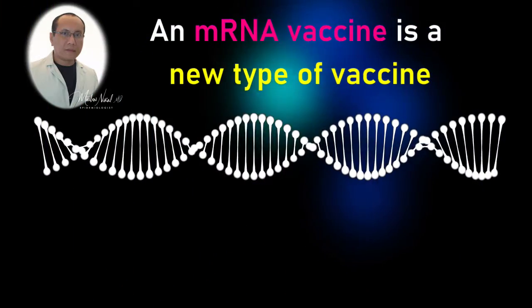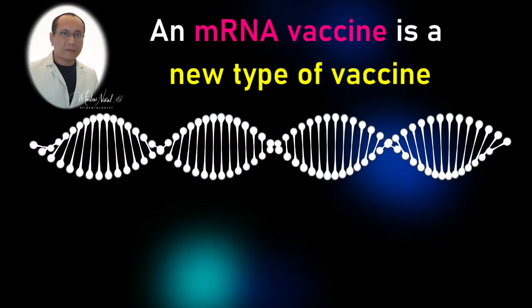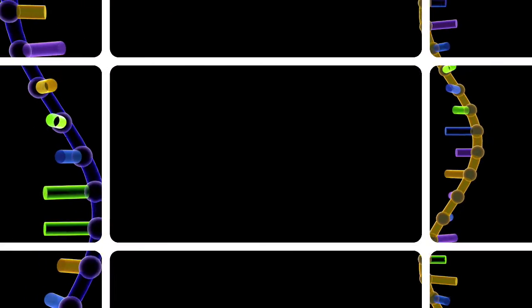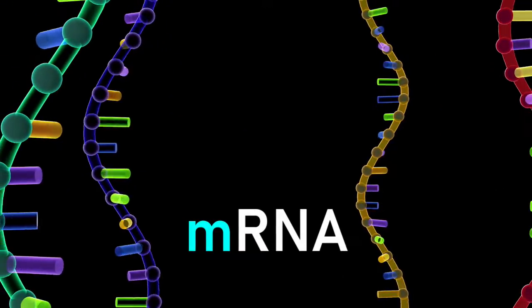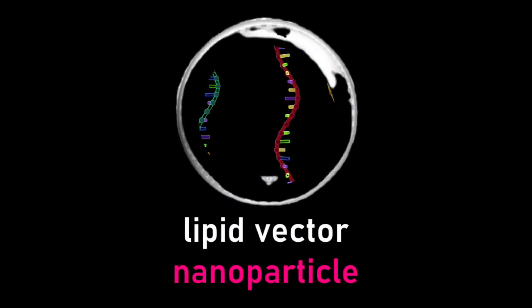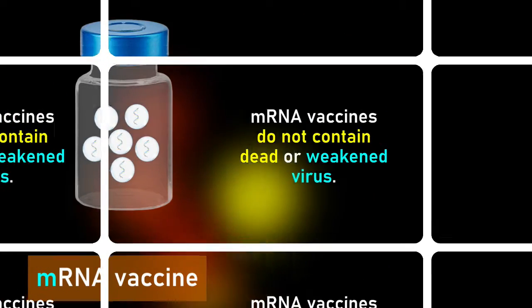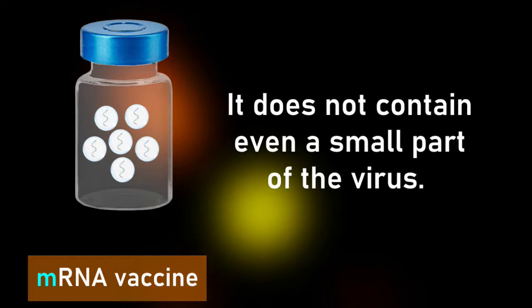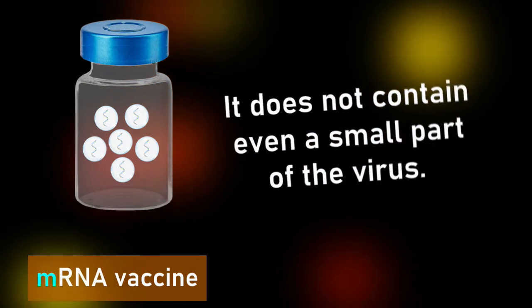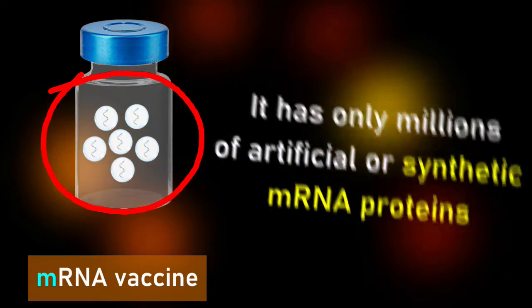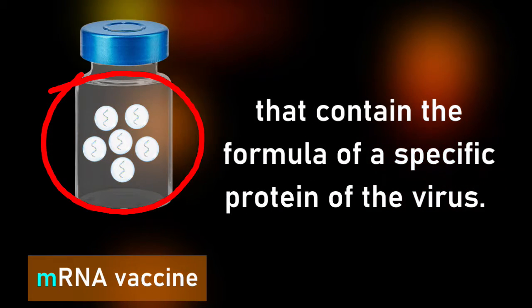An mRNA vaccine is a new type of vaccine which contains the genetic material of a specific part of the virus encoded in a synthetic molecule called mRNA. The synthetic mRNA is packaged within a lipid vector called a nanoparticle. mRNA vaccines do not contain dead or weakened virus. It does not contain even a small part of the virus. It has only millions of artificial or synthetic mRNA molecules that contain the formula of a specific protein of the virus.